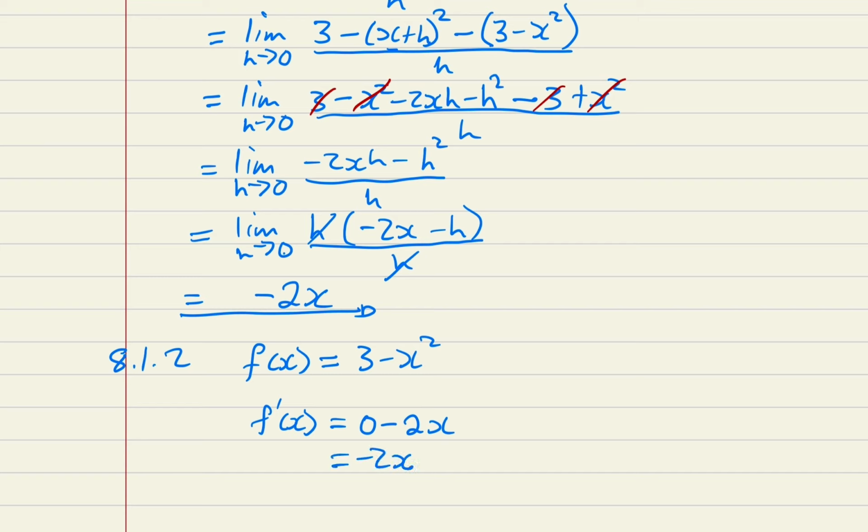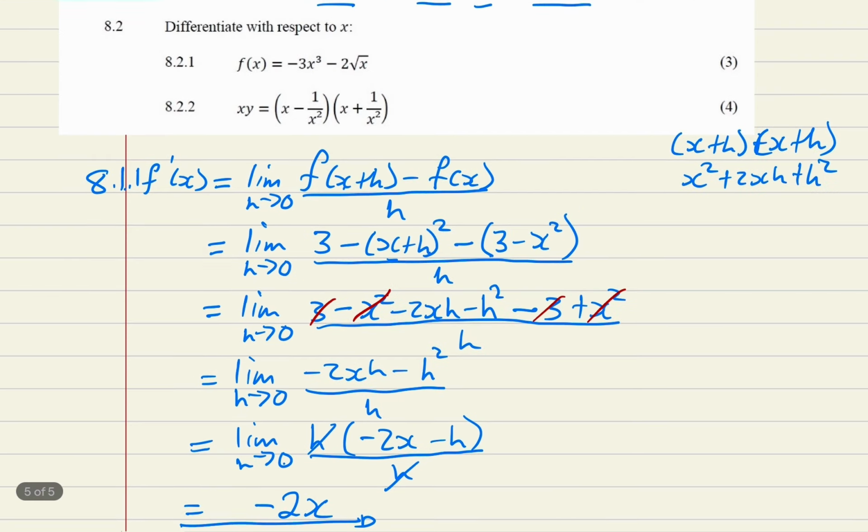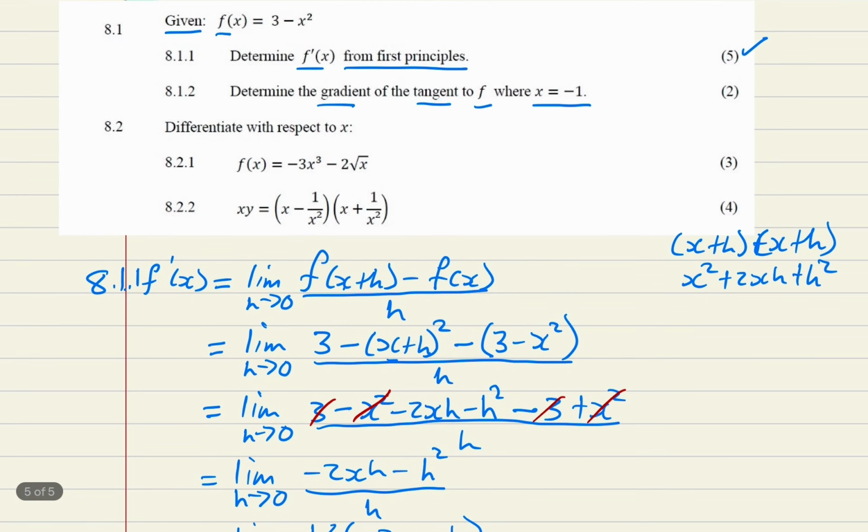Then I substitute here the negative 1. Negative 2 times negative 1. This is my gradient, right? This is my gradient. So this will be positive 2. That is the gradient they are looking for. Okay, so now we are done with that, 2 marks.